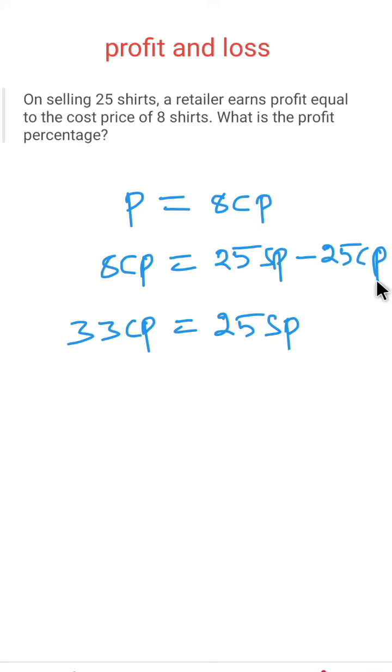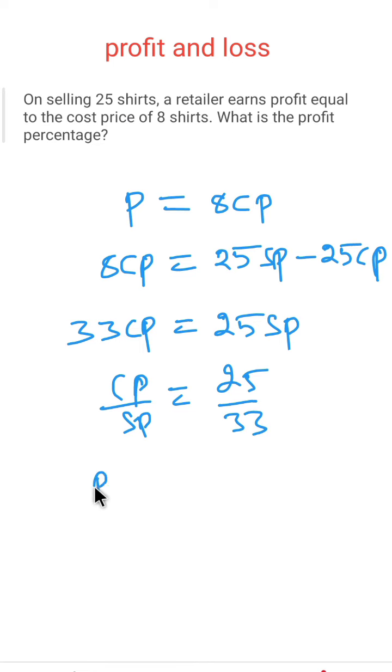Okay, after simplifying this, we get 33 cost price is equal to 25 selling price. The cost price by selling price is equal to 25 by 33.